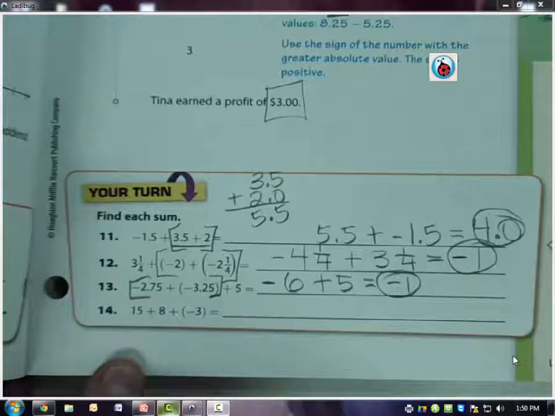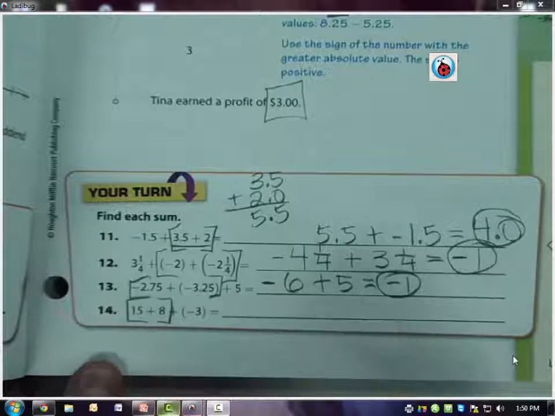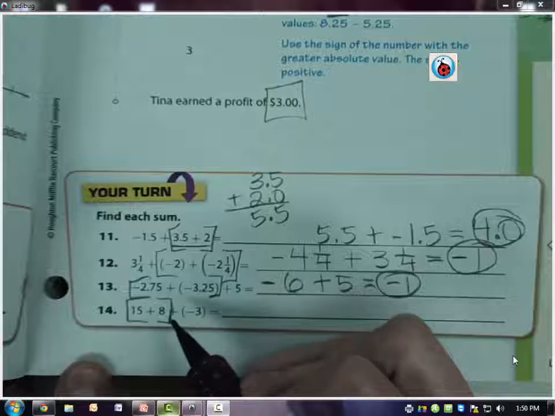Okay? If you can look at number lines for these, I mean, go for it. Number lines is what mostly this was about.